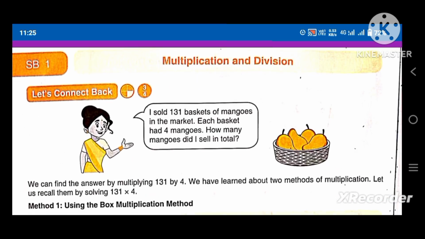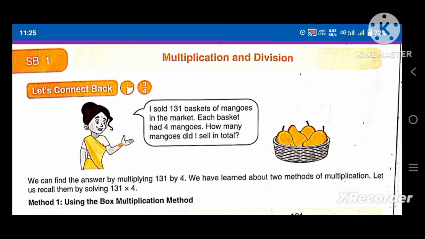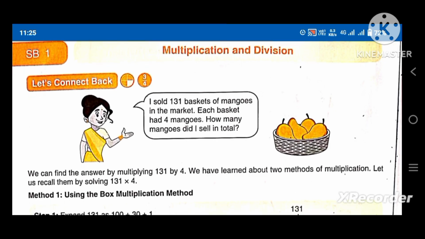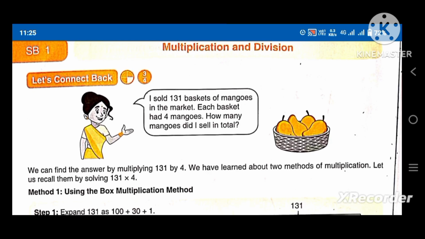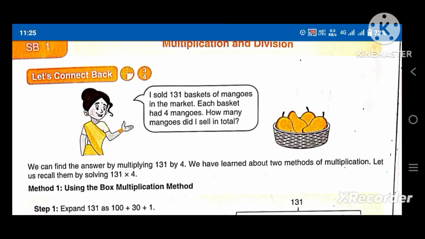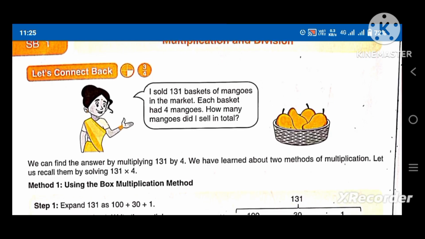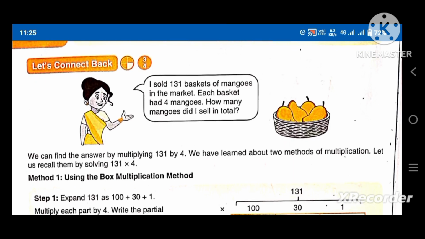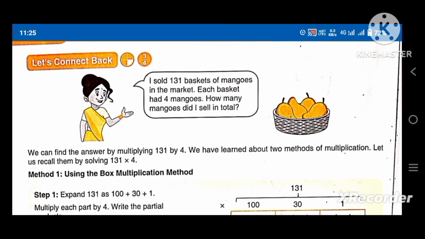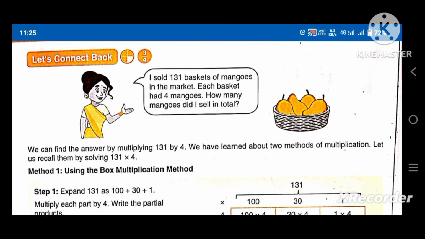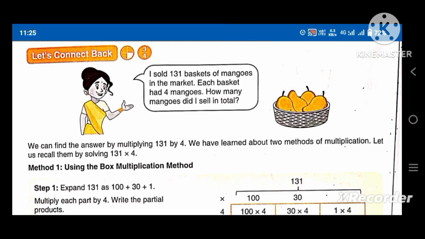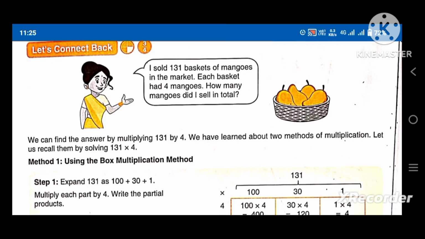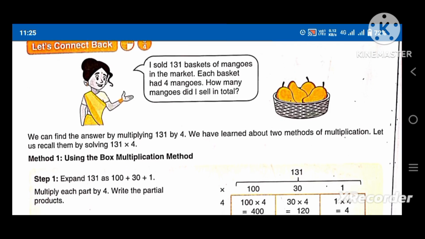Multiplication and division SB-1. Let's connect back. I sold 131 baskets of mangoes in the market. Each basket had 4 mangoes. How many mangoes did I sell in total? We can find the answer by multiplying 131 by 4. We have learned about two methods of multiplication. Let us recall them by solving 131 into 4.